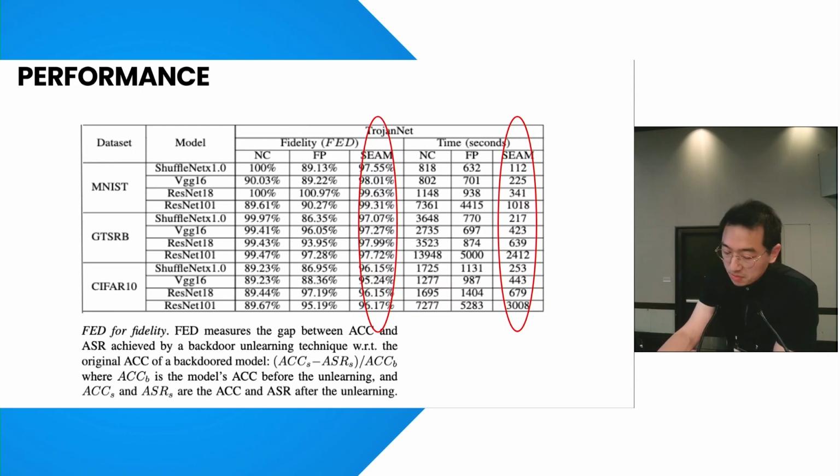For the setup, we use 10% of the training data to mitigate the backdoor. To measure the quality of unlearning, we utilize the fidelity score, which is the normalized gap between ACC and ASR. So basically, a higher fidelity score signifies better recovery. We first put SAME to the test on public datasets, focusing on defense against TrojanNet. Our findings were encouraging. SAME consistently achieved a robust fidelity score of approximately 97%, a marked improvement compared to the score typically achieved by Neural Cleanse and Fine-Pruning, which hovered around 90%. Furthermore, SAME demonstrated superior efficiency. Its processing speed was 2 to 5 times faster than the other two methods.